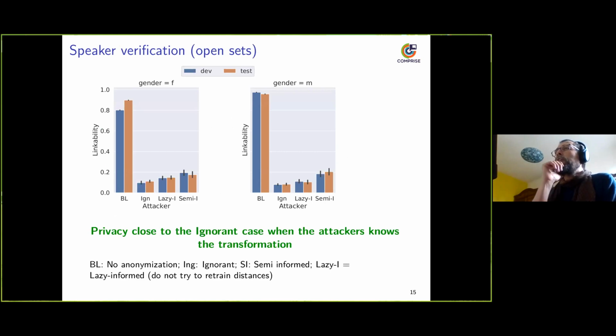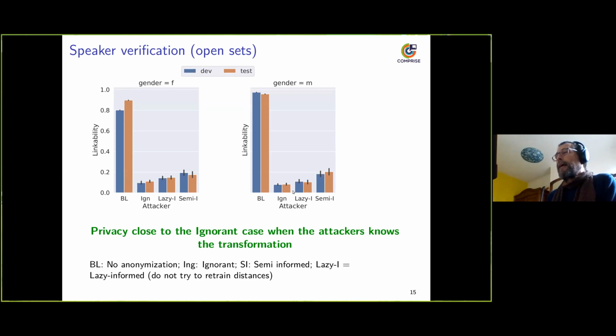Okay, so for this open set verification, that is the most difficult scenario for the privacy, we obtain the following result. The baseline is when we do not perform any anonymization. You can see that if we don't perform any anonymization, we can identify the speaker very, very well. That is, the linkability is close to 1, which is the maximum value. This is why it is very useful to perform this voice transformation.